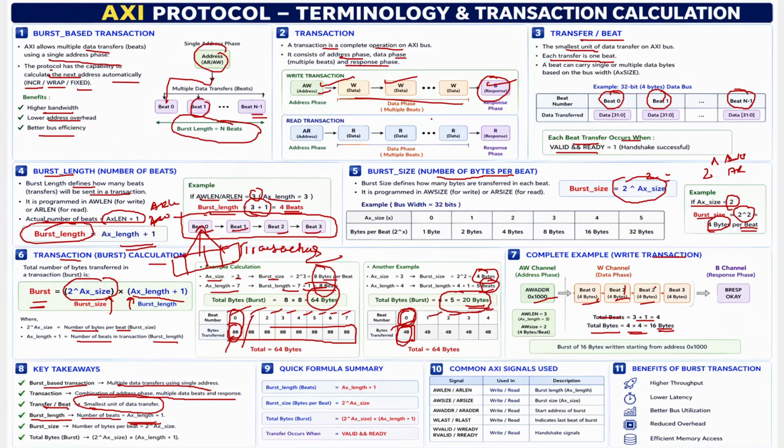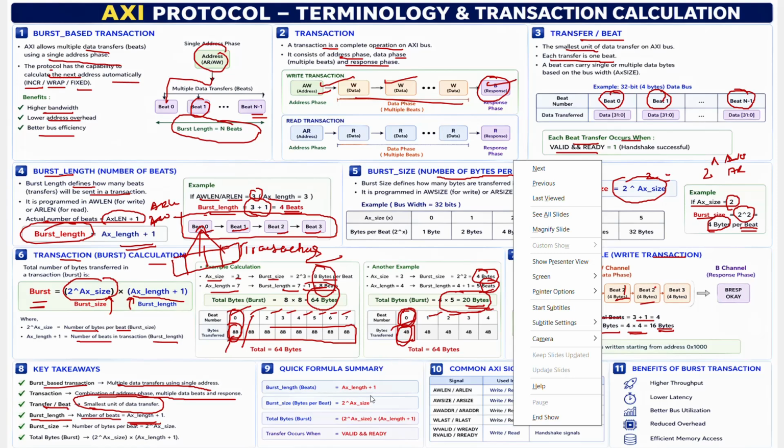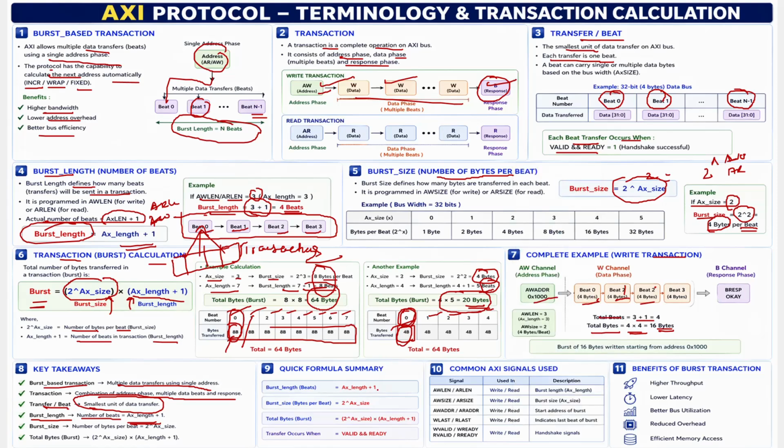So these are the big formulas. Burst length is AX length plus 1, burst size is 2 power AX size, and total bytes is burst size into burst length. Whenever a transfer occurs, valid and ready should be 1. These are the common signals we are using. Benefits are all the same: high throughput, lower latency, battery utilization, reduced overhead, memory efficiency.